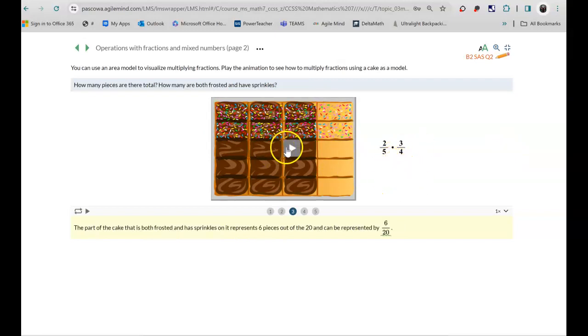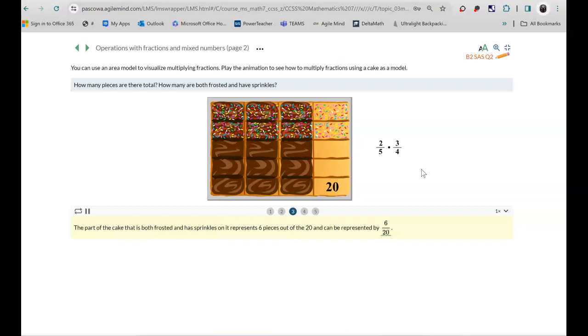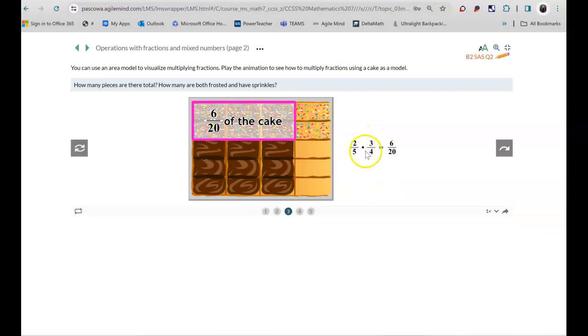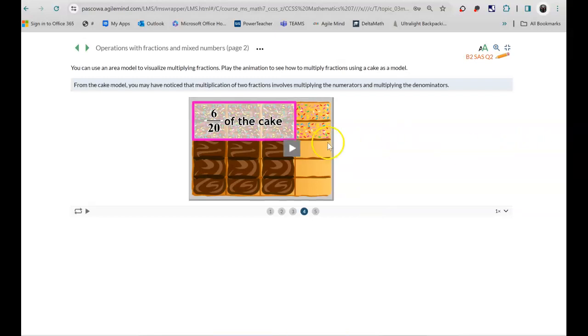So that would be 2/5 times 3/4. I'm going to hit play, counting up how many sections there are total on the cake. There are 20 total pieces. And how many of those 20 have sprinkles and chocolate frosting? Yep, 6 of them. So 6/20 of the cake is frosted. So 2/5 times 3/4 is 6/20. Can we simplify that? Let's find out.